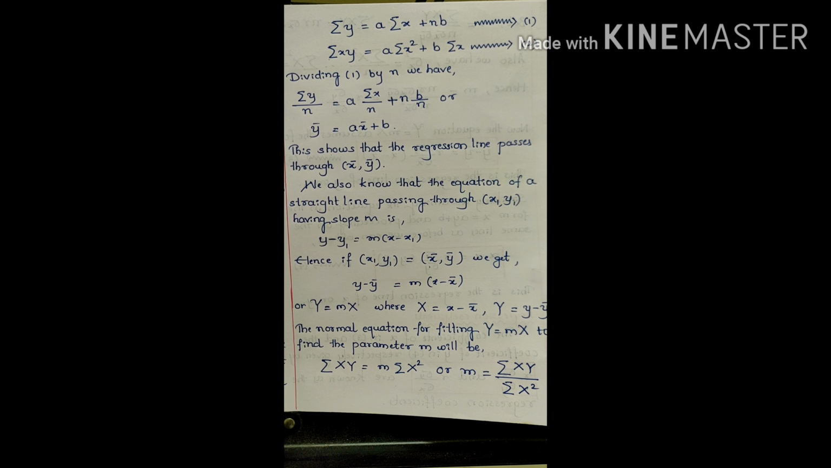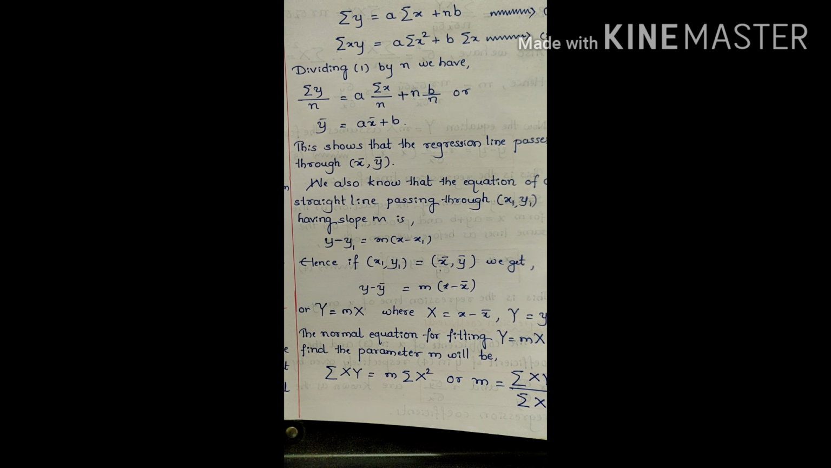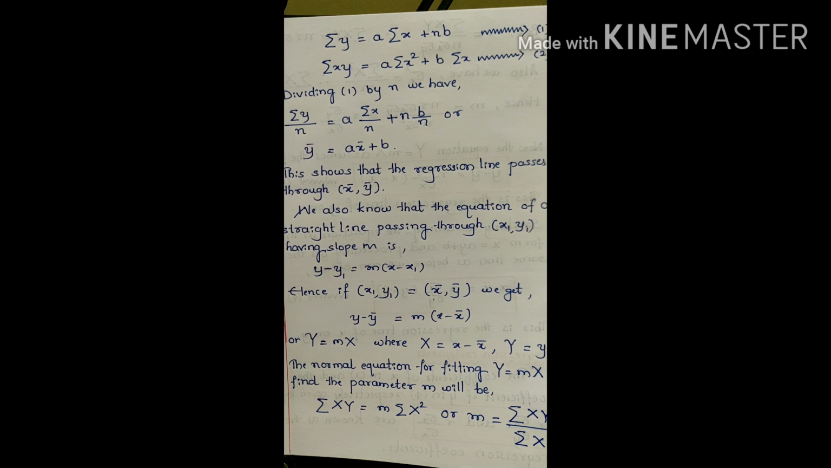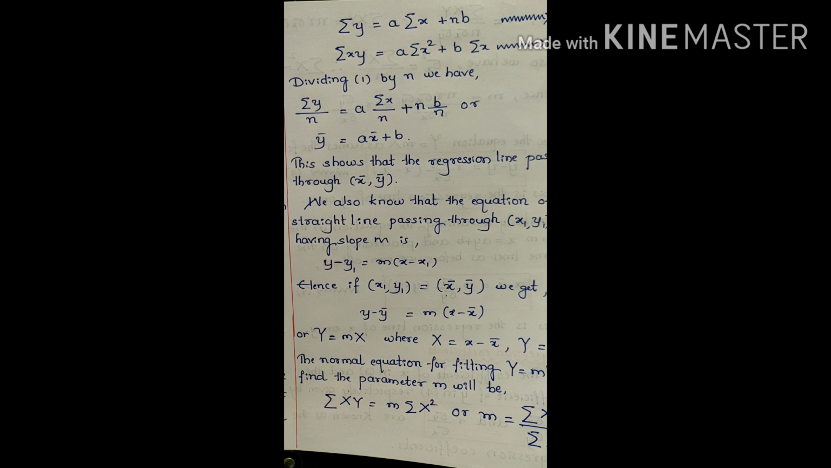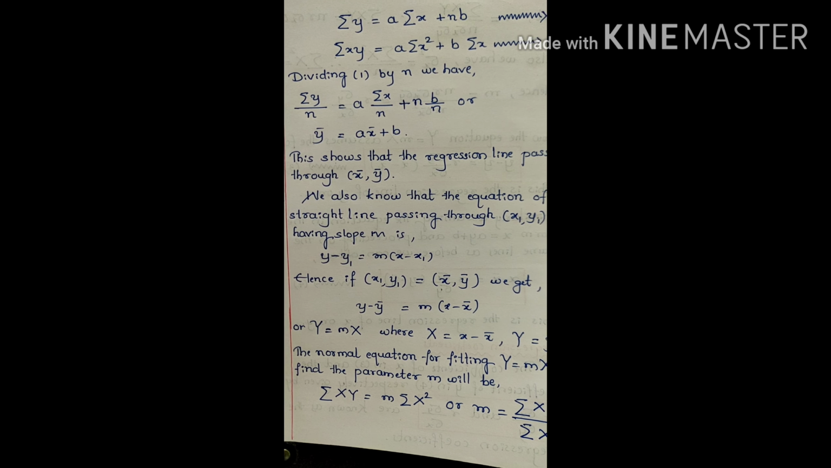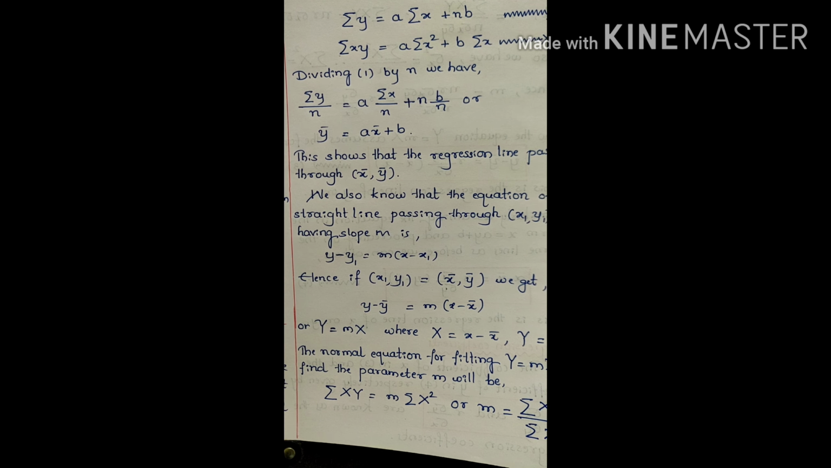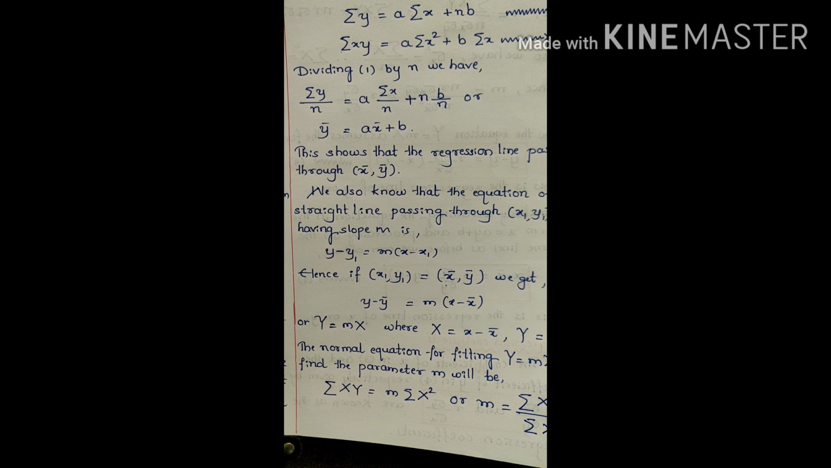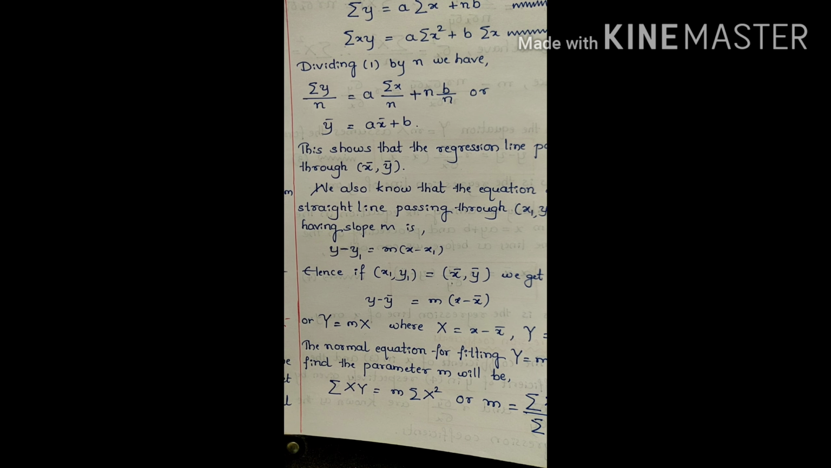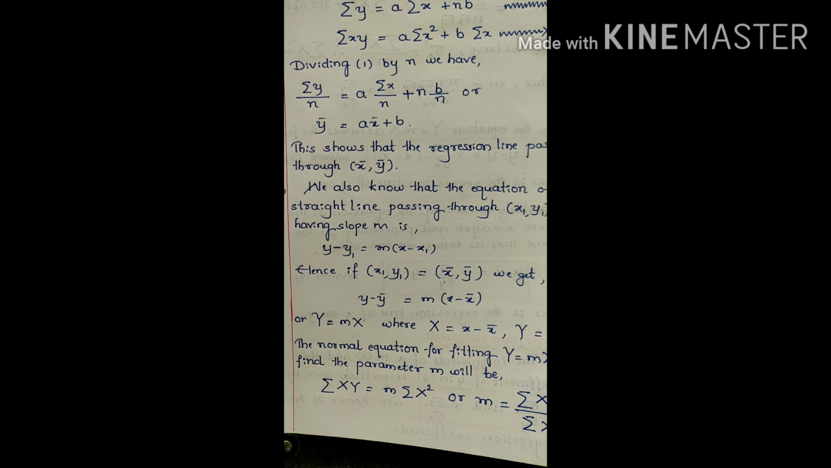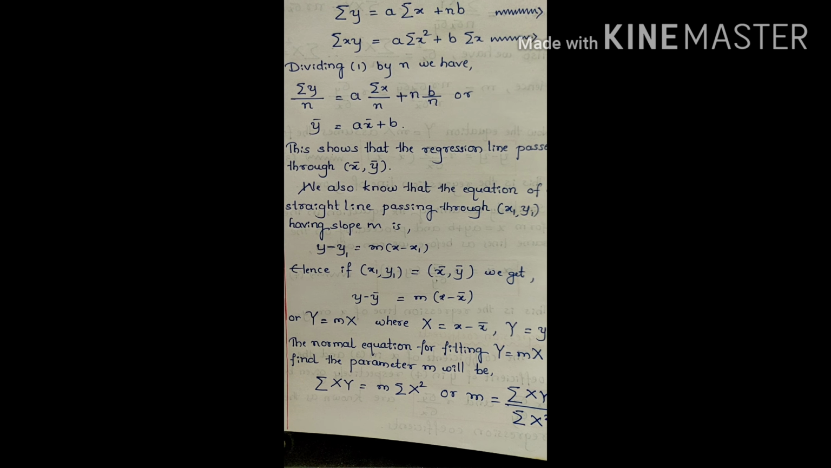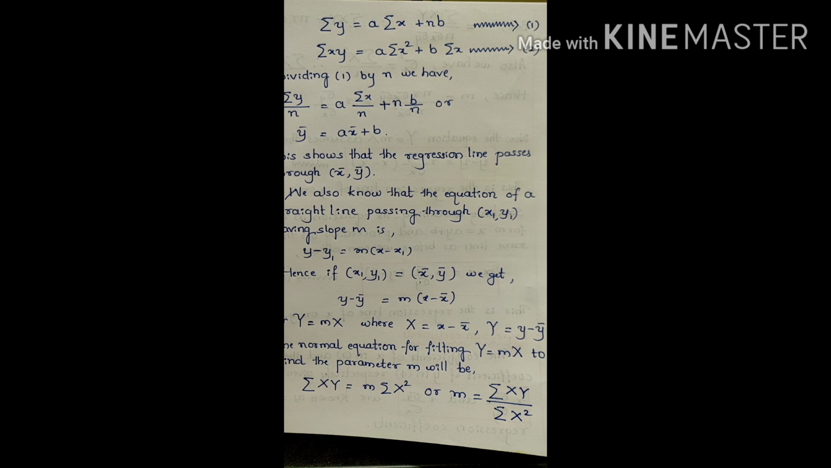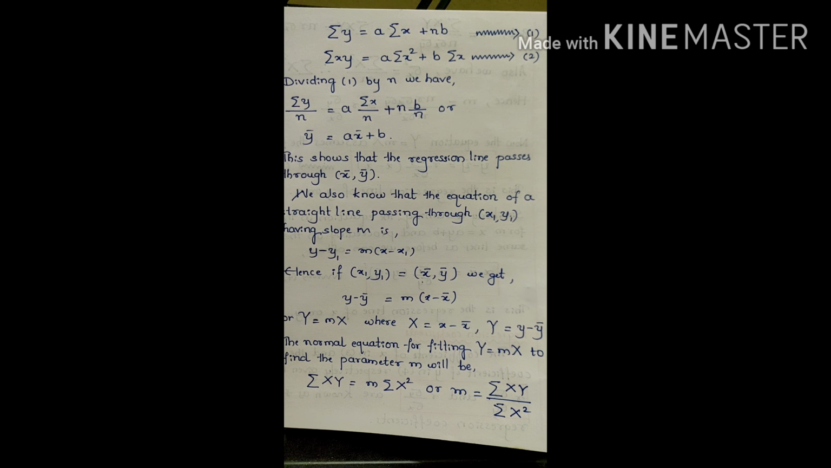We also know that the equation of a straight line passing through x1, y1 with slope m is y minus y1 equal to m into x minus x1. In the same way, using x bar, y bar, we may write y minus y bar equal to m into x minus x bar, or we may write it as capital Y equal to m into capital X. What we did: we denoted y minus y bar as capital Y and x minus x bar as capital X.